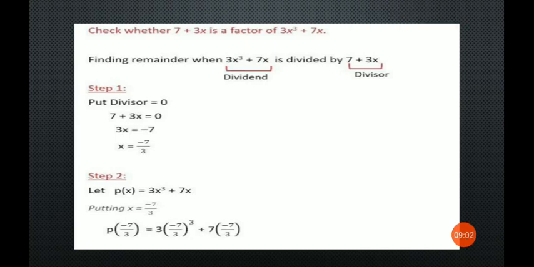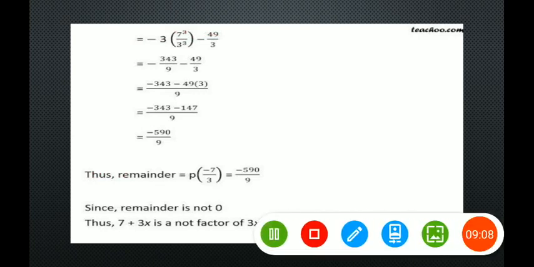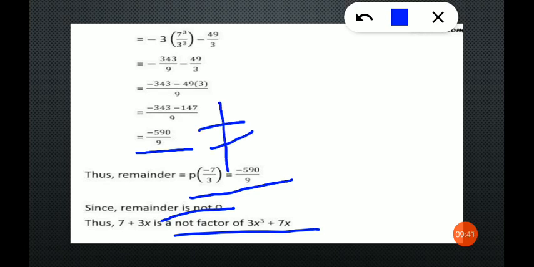Done? Okay, let's move forward. The answer we are getting is minus 590 by 9. So this remainder is equal to minus 590 by 9. Since the remainder is not equal to 0, we will say it is not a factor of the given polynomial. If the remainder comes 0, we will say that they are factors of each other, or the smaller polynomial is a factor of the bigger polynomial. But here the remainder is not equal to 0, so it is not a factor of p(x).